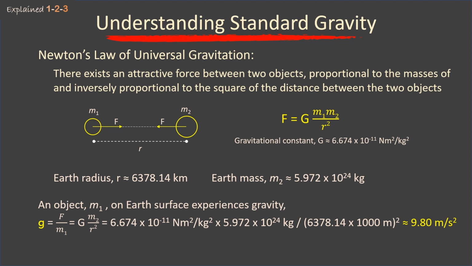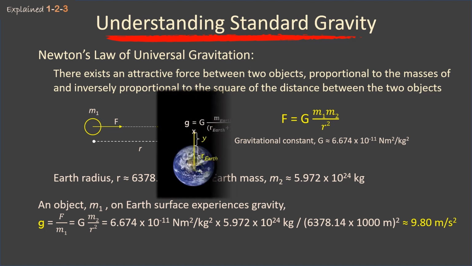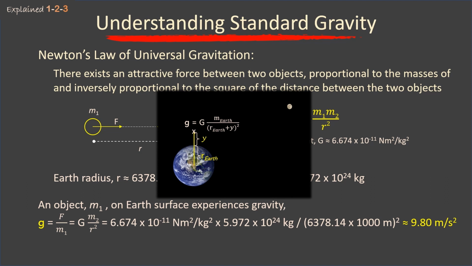This 9.80 number is only good on the Earth's surface, because we used the Earth radius as the distance between Earth and the object. The minute you move away from the Earth's surface, the little r in the equation is no longer just the Earth radius. It's the Earth radius plus however far away you are from the Earth's surface. And it's to the second power of that combined distance, meaning the gravity would decrease rather quickly as you move away from the Earth's surface.